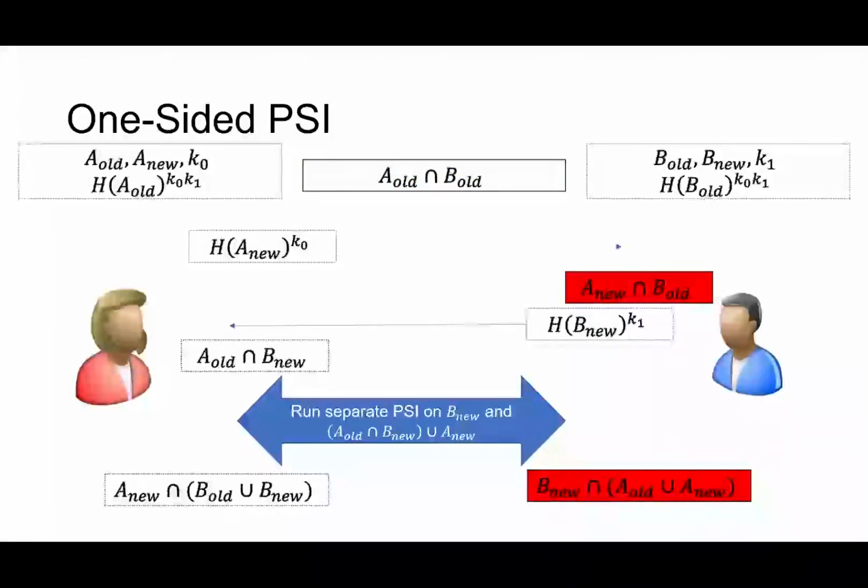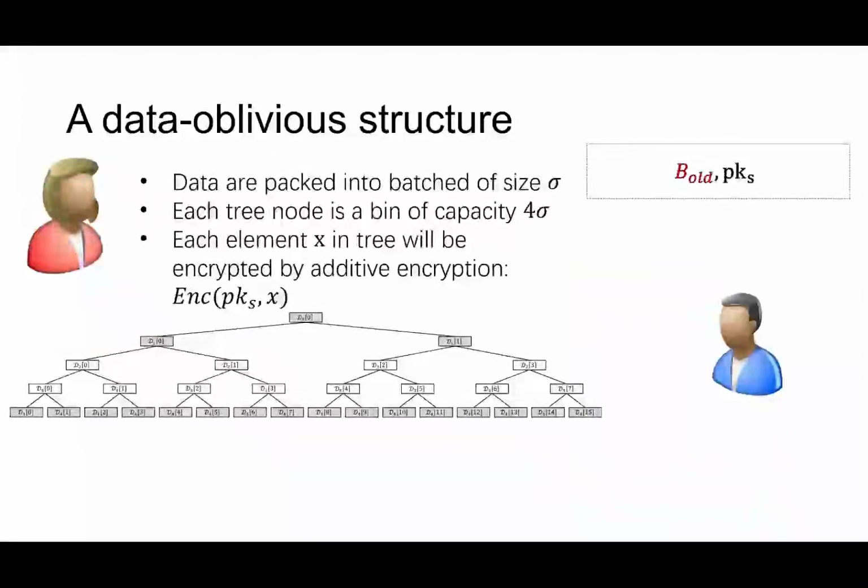Consider one-sided PSI where Alice is the client and Bob is the server. Now Bob learns too much additional information in the previous protocol. So we are going to adopt a new protocol. It's based on a data oblivious data structure.